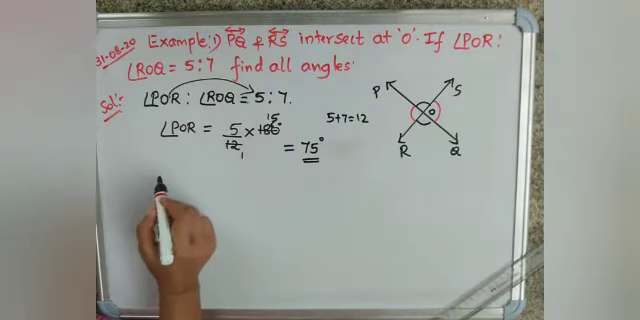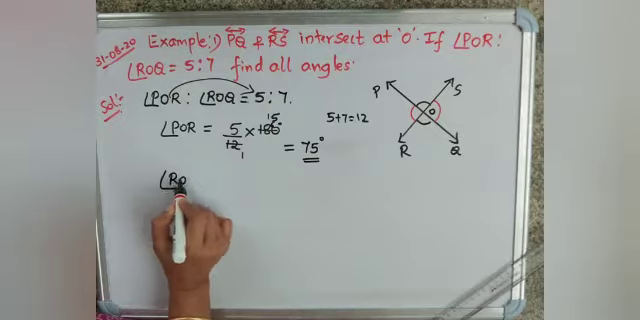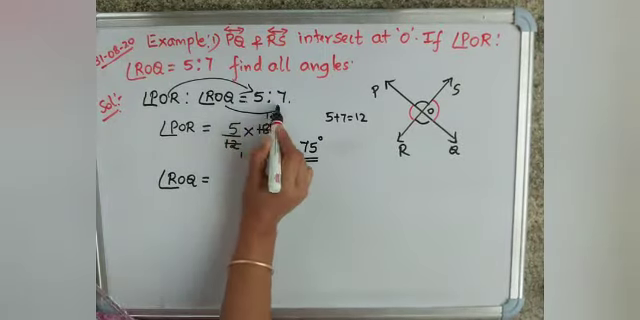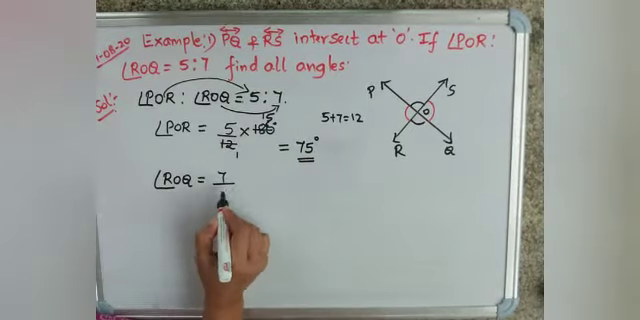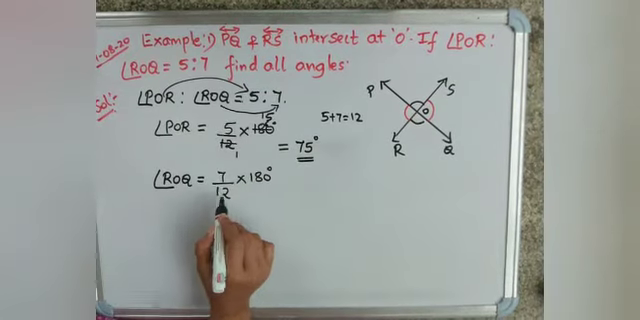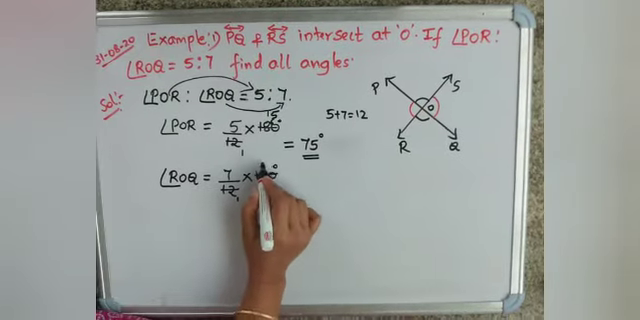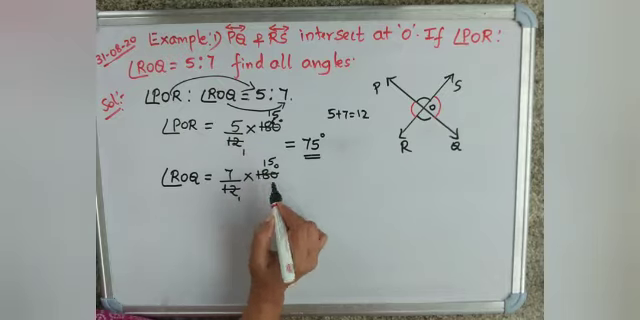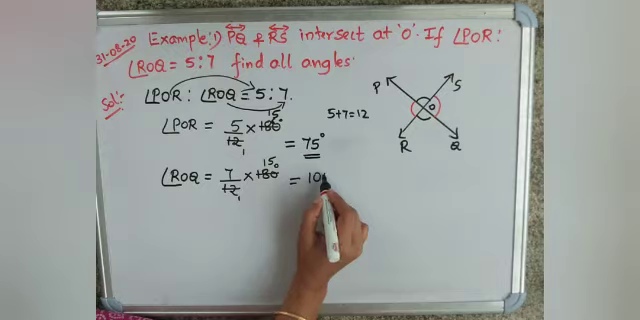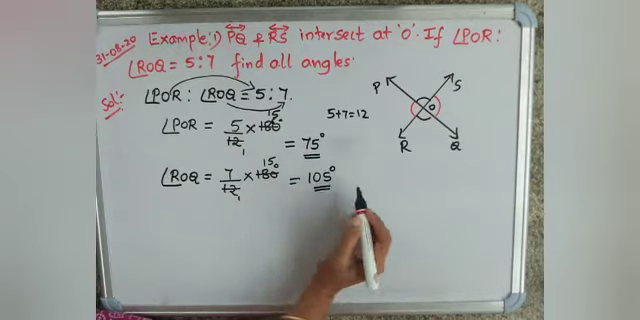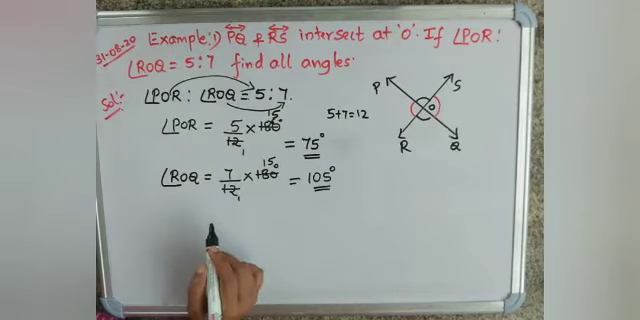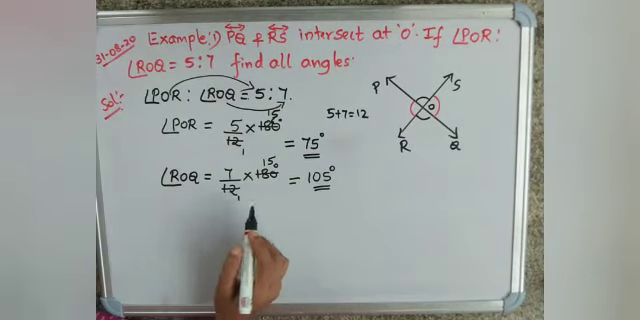Similarly, now I will find angle ROQ. Now, ROQ is 7 parts out of 12 into 180 degree. Again, we will simplify. 12 ones are 12. 7 15s are 105 degree. Again, if you add up, you can see here it is 180 degree.